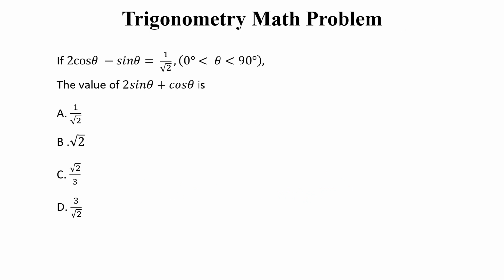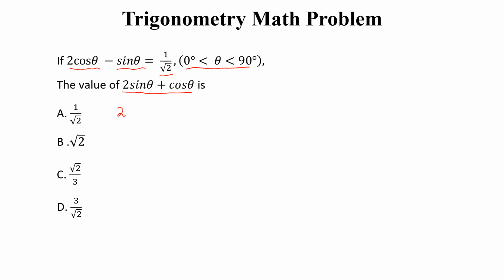The question is: if 2 cos theta minus sin theta equals 1 over square root of 2, what is the value of 2 sin theta plus cos theta, where theta lies between 0 and 90 degrees? How can we solve this?